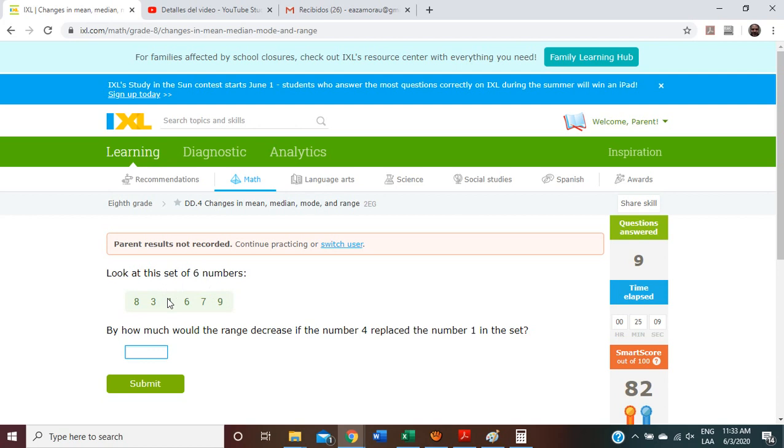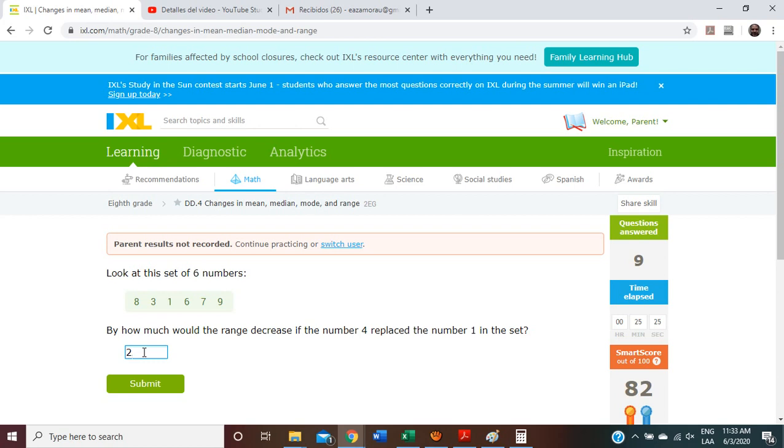So the original range was 8. Now it is 6. So the difference between 6 and 8 is 2. So we have a decrease of 2.